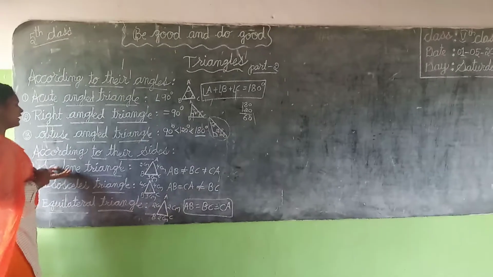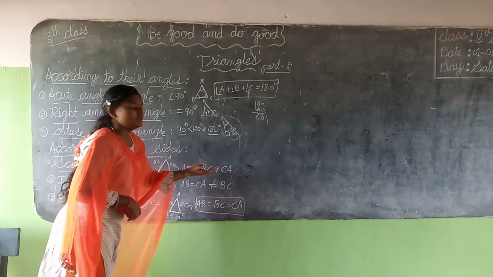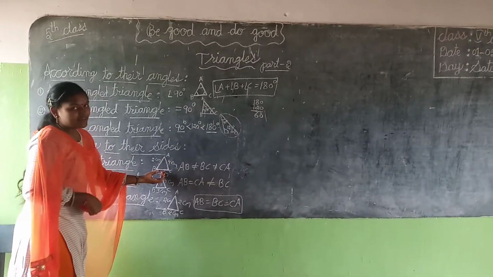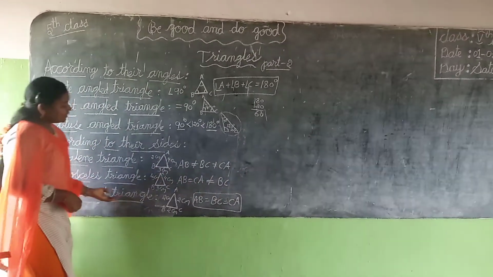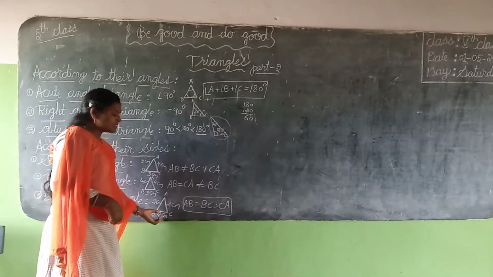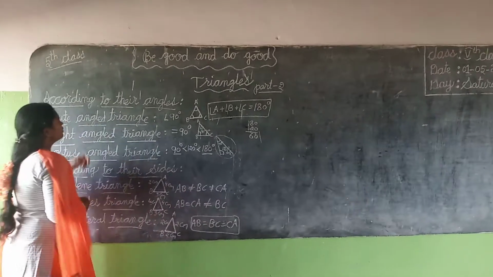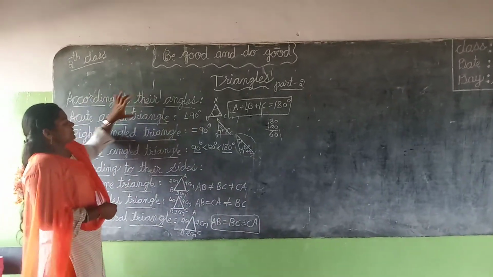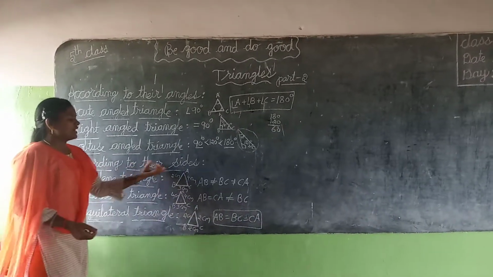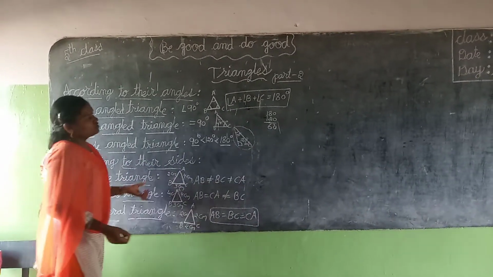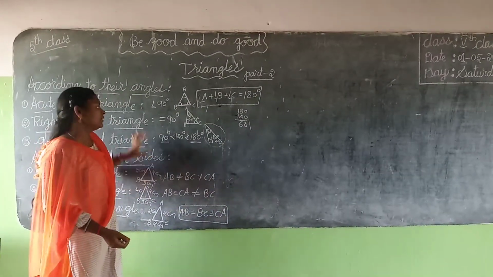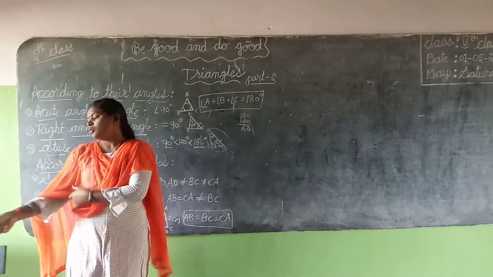In the scalene triangle there is a not-equal symbol because the three sides have different lengths. But in the equilateral triangle there is an equal symbol because the three sides have the same length. So according to their angles there are three types of triangles, and according to their sides there are three types of triangles. Now we will discuss problems on these angles and sides.